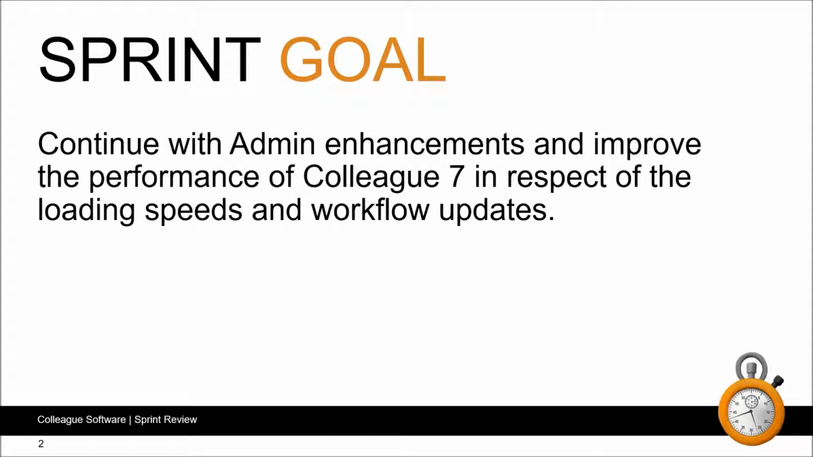Looking at the sprint goal, we're continuing with the delivery of admin enhancements to enable self-sufficiency in the product, as well as work on items relating to the performance of Colleague 7. As mentioned in the previous sprint plan, this sprint was treated as a quality of life sprint, with the focus being more on back-end improvements to enhance Colleague 7's framework.